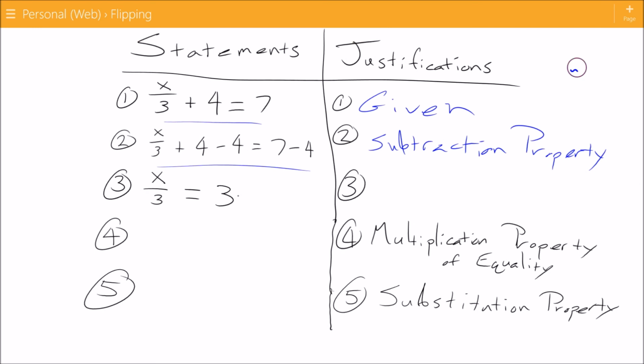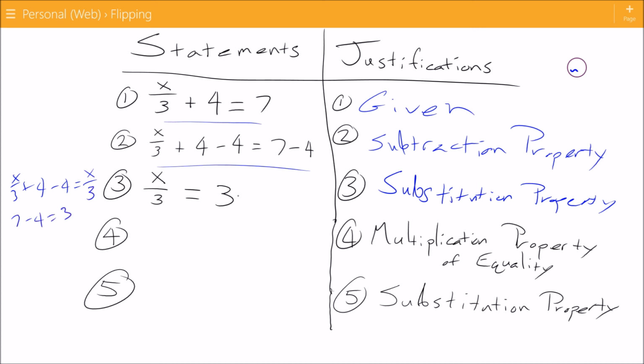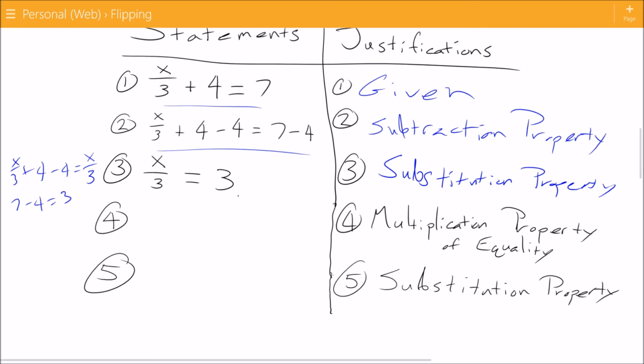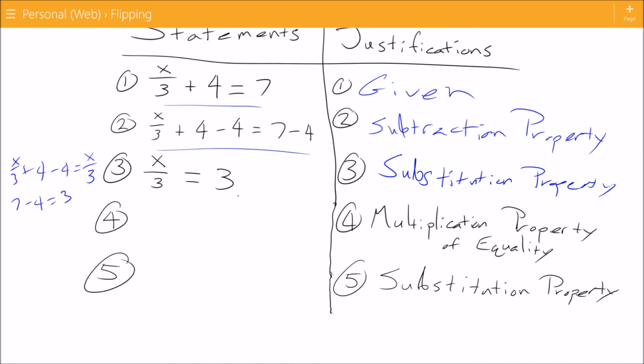What's my property? Substitution. Again, I am substituting. x over 3 plus 4 minus 4 has the same value as x over 3. They are interchangeable. 7 minus 4 has the same value as 3. They are interchangeable. I can swap those. Alright, now I'm missing some of the statements on the left.